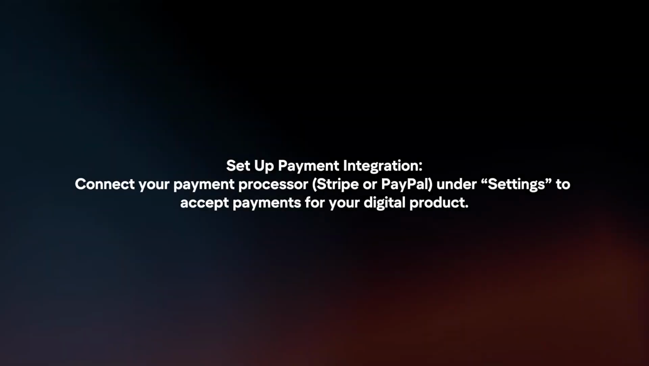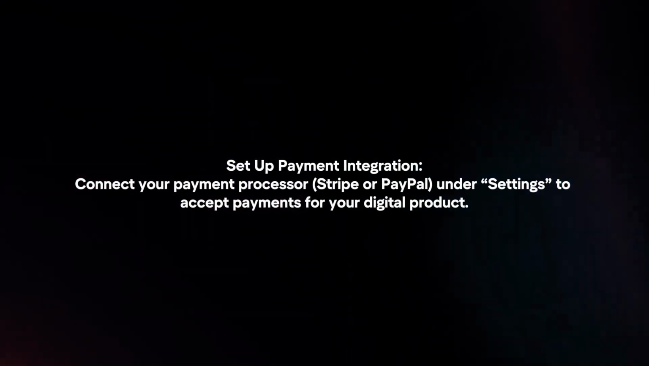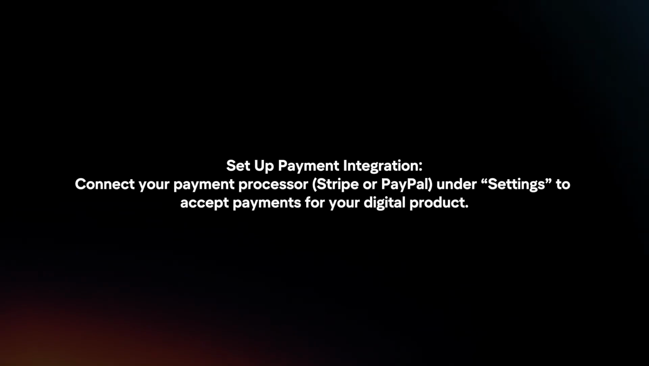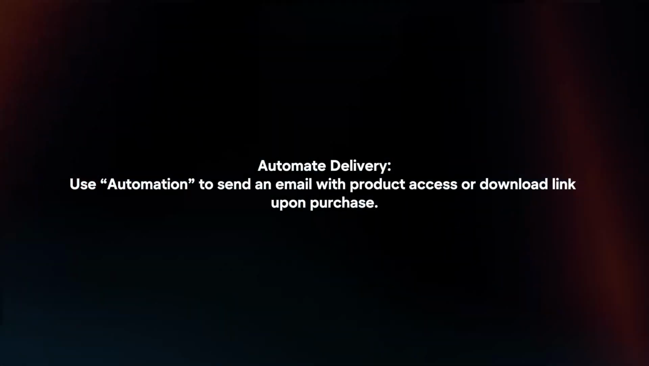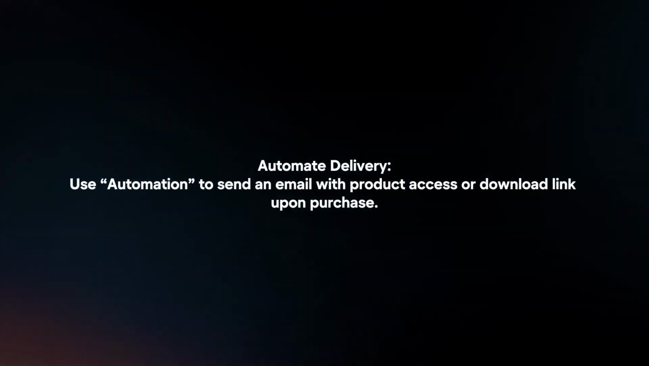Set up payment integration. Connect your payment processor under Settings to accept payments for your digital product. Automate delivery. Use automation to send an email with product access or download link upon purchase.